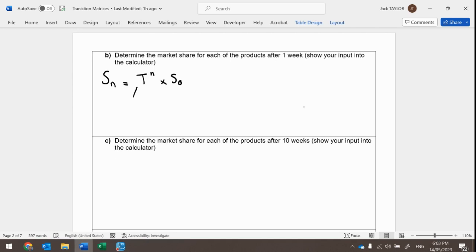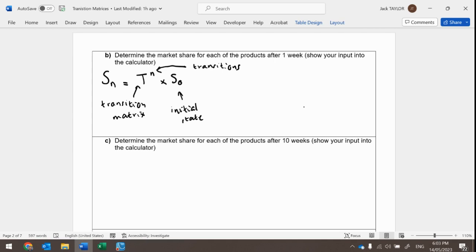All right, so T is our transition matrix. S0, as we just went through, is the initial state. And up here, we've got N. That just means the number of transitions that we want to find, or like kind of the amount of time that's passing. Depends on the context of the question. It could be weeks, months, years, days, but it will specify.